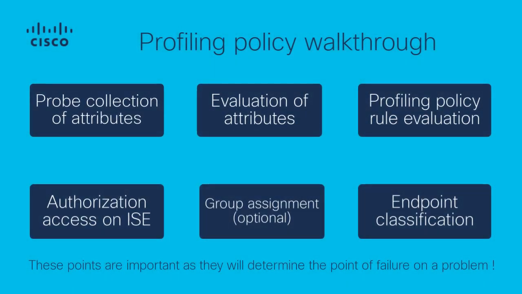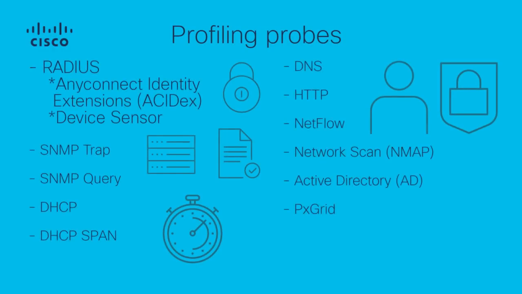The profiling process is divided into the following steps: collection of attributes of an endpoint through probes, evaluation of the collected attributes based on conditions, profiling policy rule evaluation, endpoint classification based on profiling policies and group assignment, and authorization access on ISE policy sets. In ISE, the way in which the server acquires attributes is through probes.